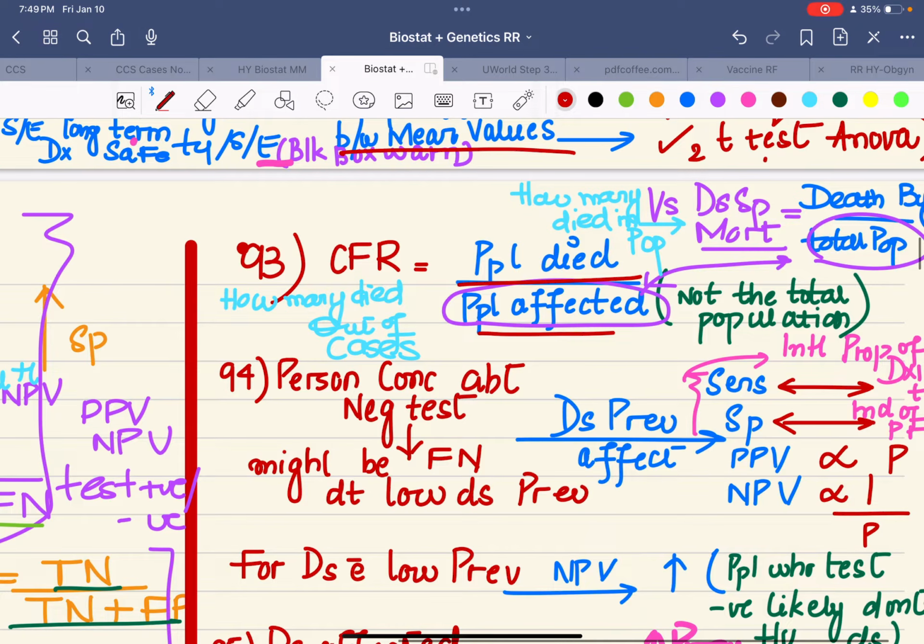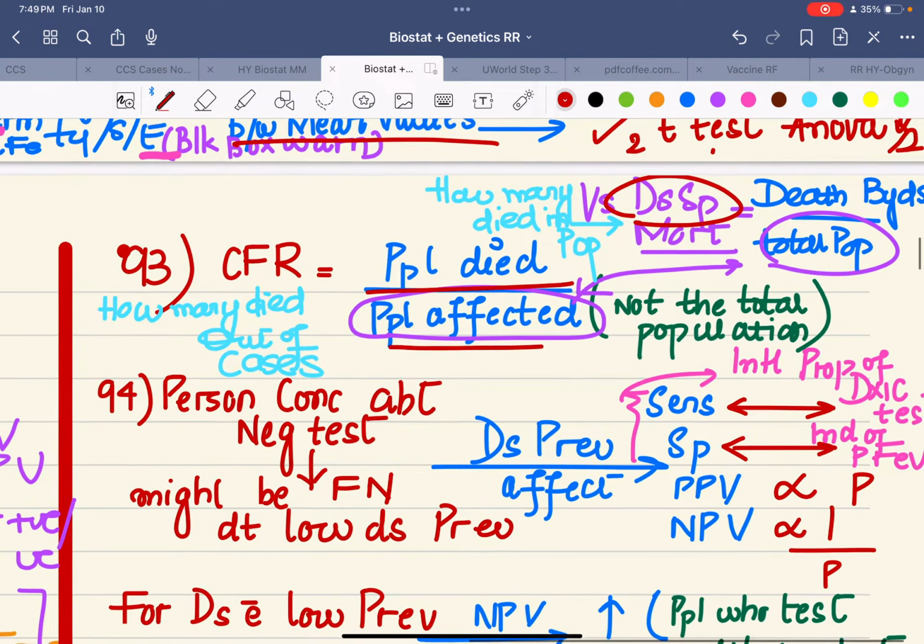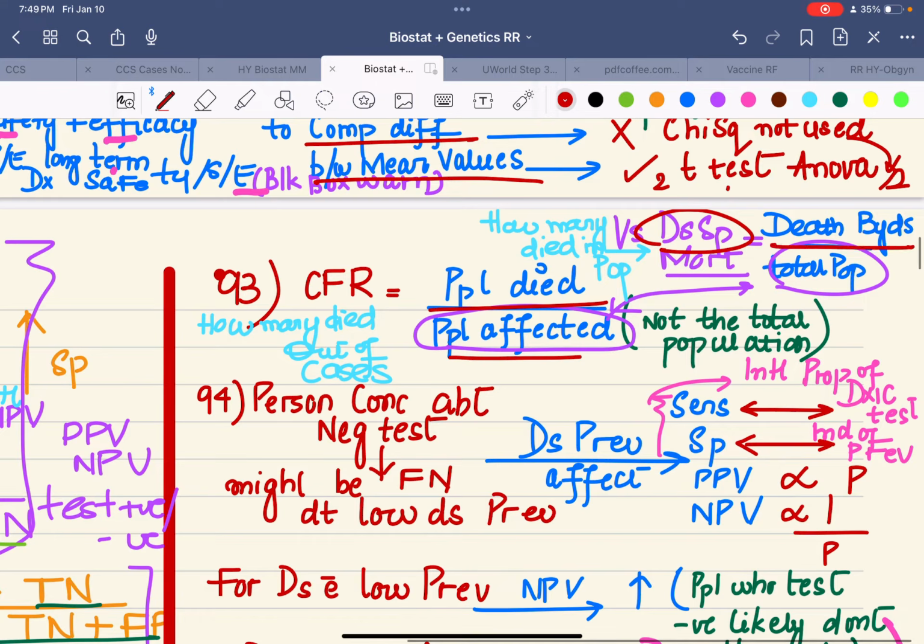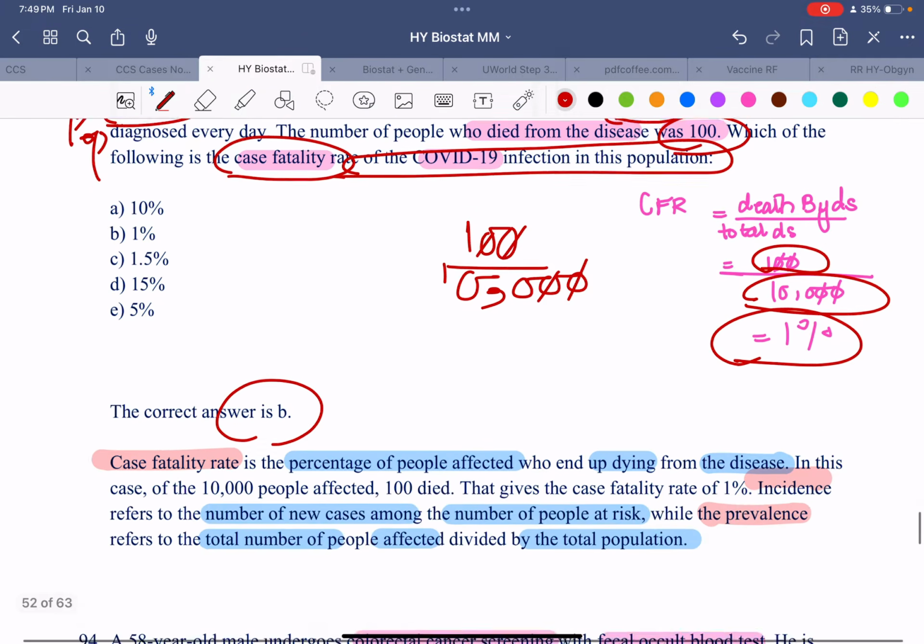Whereas if you were to calculate disease specific mortality, then it would be deaths by that particular disease divided by the total population. So that's the difference. Case fatality rate has on the denominator the people that are affected by that particular disease, whereas disease specific mortality has the total population as the denominator. Okay.